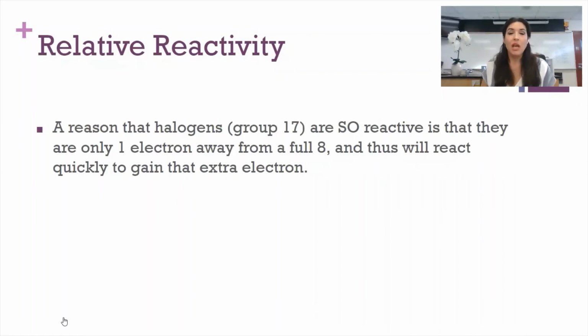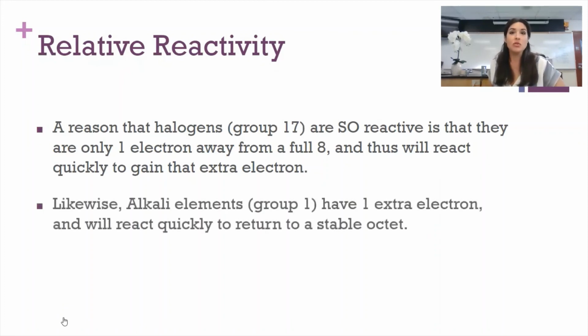So to review, the reason that the halogens, our group 17 with 7 valence electrons, are so reactive is that they are only 1 electron away from fulfilling their full octet. And so they will react very quickly, especially with something that has 1 electron, in order to gain that extra electron and make a full set of 8. Likewise, those alkalis, the group 1, that have 1 extra electron, will quickly react to remove themselves of that extra electron and settle back down to a stable 8 configuration.